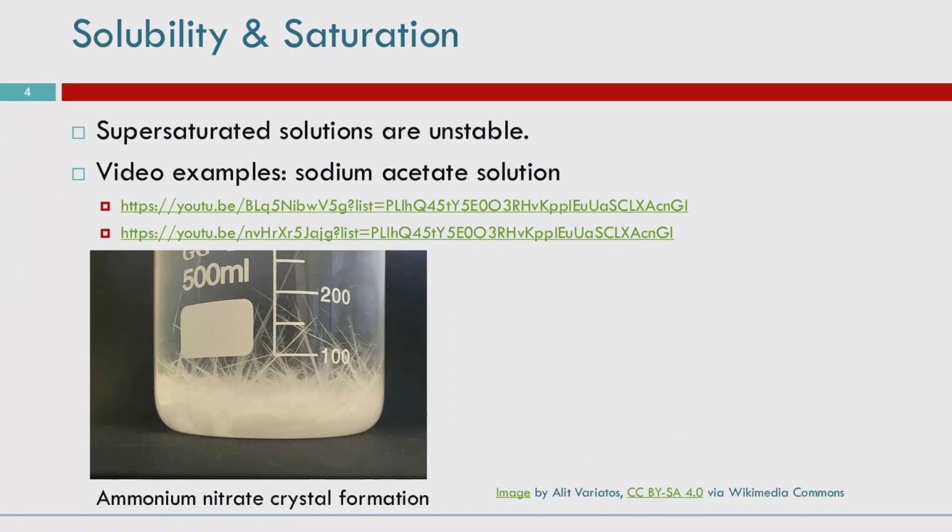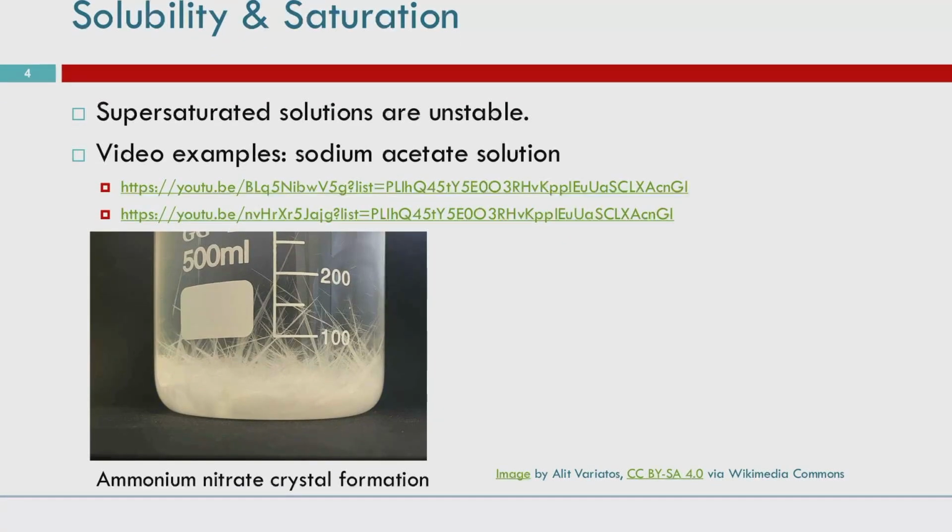Supersaturated solutions are unstable. You can click on these links on your own time to look at sodium acetate solution. But this is one of the things that might show up in a supersaturated solution. So this is an ammonium nitrate crystal formation. So presumably this was a heated solution. The solution was allowed to cool, and that changed the solubility limit, became supersaturated, and so some of those ammonium and nitrate chemicals reformed as crystals that were really sharp and jagged.